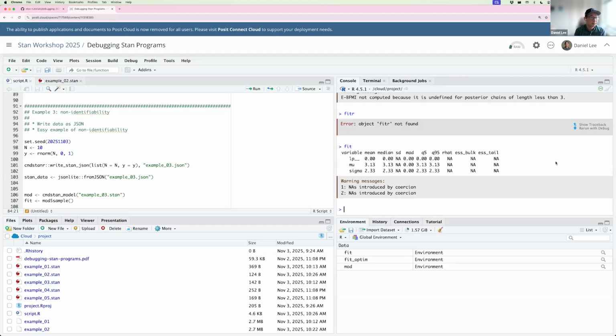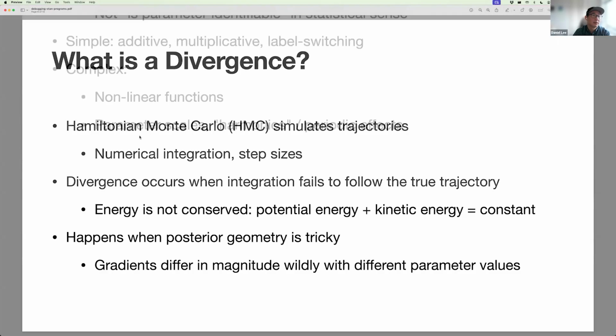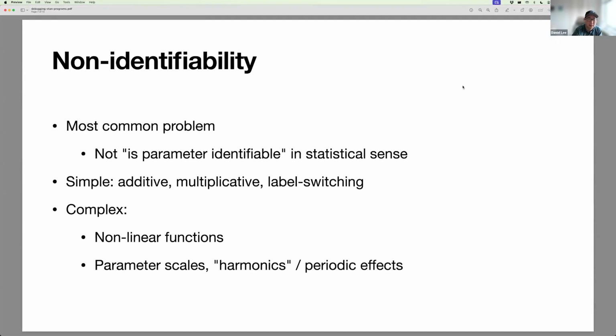We'll start working on non-identifiability. Let's start with this slide here. I threw this slide together last night. Non-identifiability is tough. I think it's the most common problem. And it's really about whether the parameter is identifiable in a statistical sense. Is there enough power to tell whether or not I can estimate this parameter?